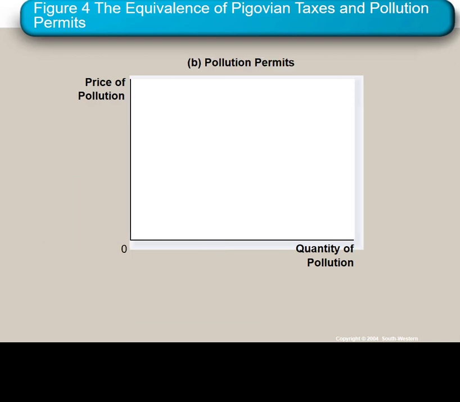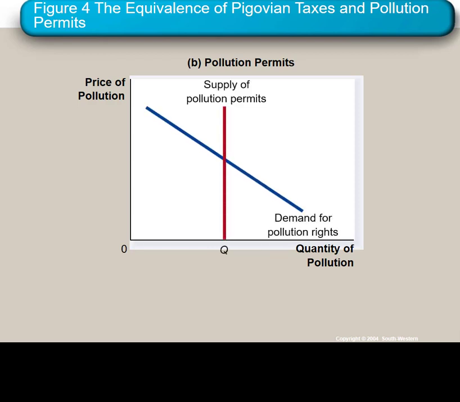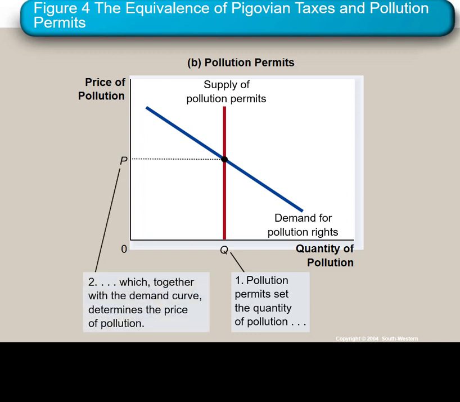So for pollution permits, you could do the same thing. You just set the supply of pollution permits, and then if you let companies trade them, then they'll end up going to the companies that have the lowest cost for pollution abatement, or reducing their pollution, and you get a price out of there. So you get the same quantity of pollution as you would with the tax, and together with the demand curve, it determines that price of pollution, and it should be the same as the perfect Pigovian tax that'll target that quantity.